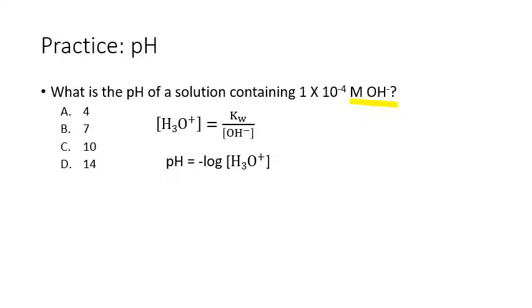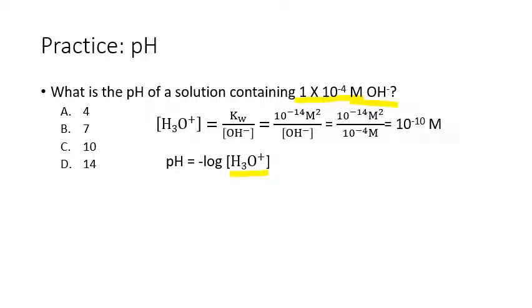But that's okay, we can do that just like we did before, 10 to the negative 14th divided by the OH concentration. So we have 10 to the minus 14 divided by 1 times 10 to the minus 4. And when we put that into our calculator, we divide 10 to the negative 14th by 10 to the minus 4, and we get 10 to the minus 10, which means that our H3O concentration is 10 to the negative 10, and that's what we're going to put into the negative log. So the negative log of 10 to the minus 10 moles per liter will give us the pH. In this case, the pH is 10. So we would pick the sample that has the pH of 10.